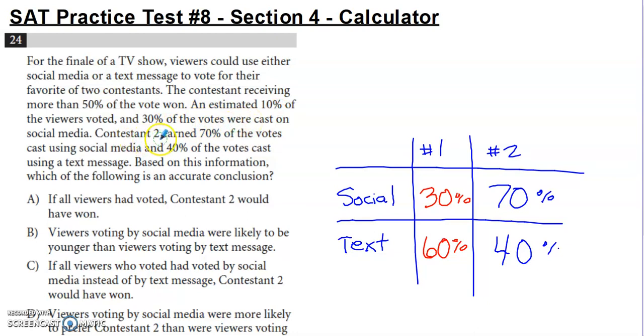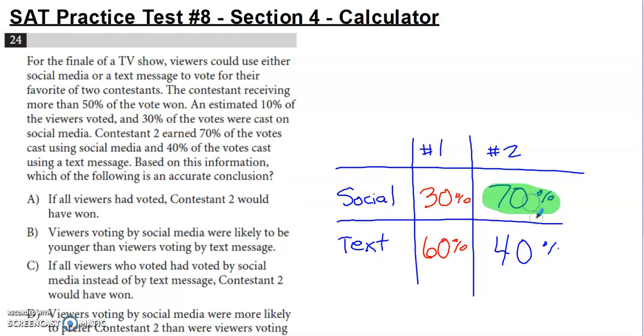It goes on to say contestant 2 earned 70% of the votes cast on social media and 40% of the votes cast using a text message. Based on this information, which of the following is an accurate conclusion? So what I decided to do is make a little two-way table. So I've got social media voting and text message voting for each of the 2 contestants, contestant number 1 and contestant number 2. They flat out tell us these numbers, right?